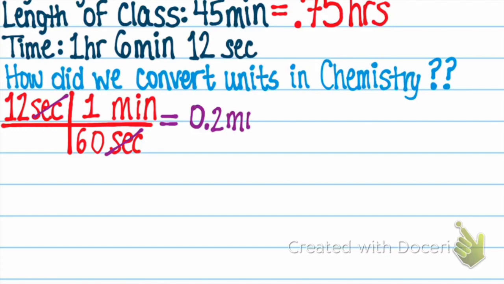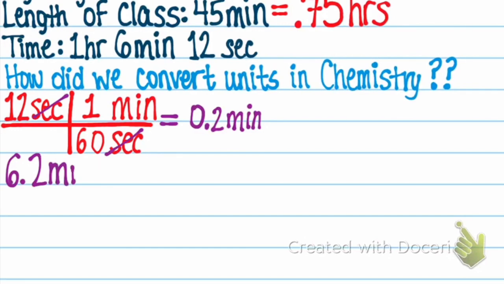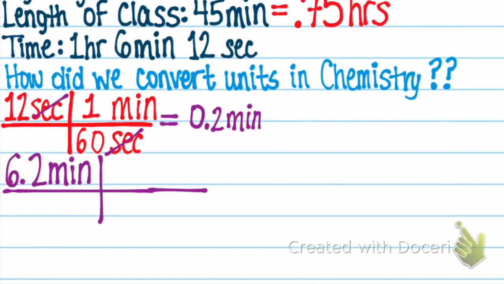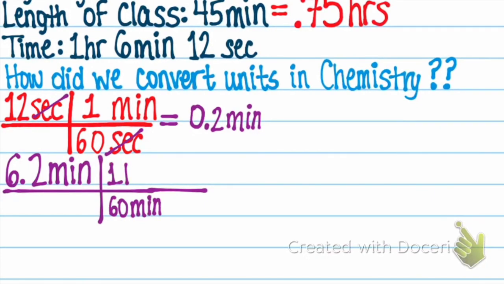I can take this 0.2 minutes and tack it on to my existing 6 minutes to create 6.2 minutes. Now I'm going to change 6.2 minutes into the decimal portion of an hour. I want minutes to reduce. I want to get rid of those units of minutes. I can multiply 6.2 minutes by 1. What version of 1 will I multiply? 1 hour over 60 minutes. 1 hour and 60 minutes are equivalent. That makes that fraction equal to 1.